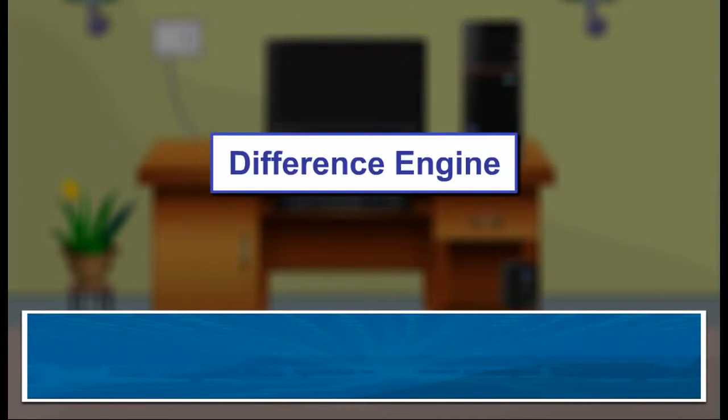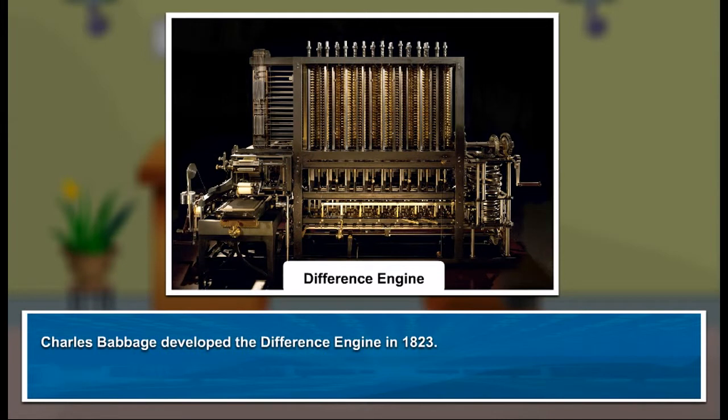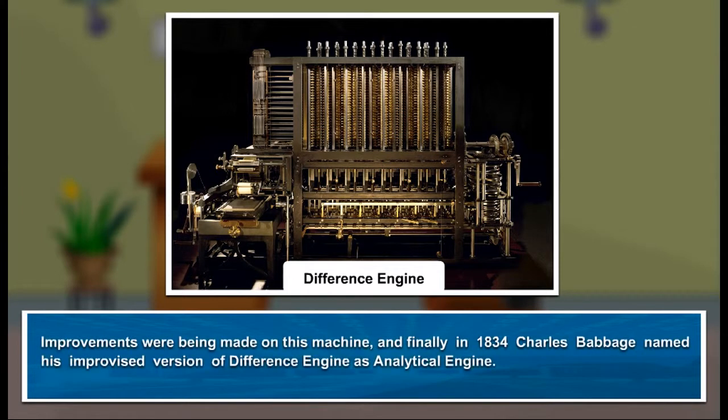Difference Engine. Charles Babbage developed the difference machine in 1823. This machine could solve complex functions and calculations of mathematics. Improvements were being made on this machine, and finally, in 1834, Charles Babbage named his improvised version of the difference engine as Analytical Engine.